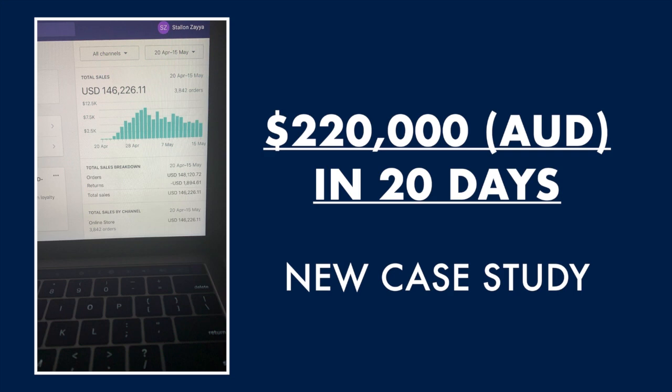Alrighty guys, welcome back to another case study. Now this case study is going to be for a product that did $220,000 in just 20 days. You can see on the left hand side, that screenshot is taken directly from my store and that did generate 146,000 US dollars, which is approximately 220,000 Australian dollars. So let's get right into the case study.